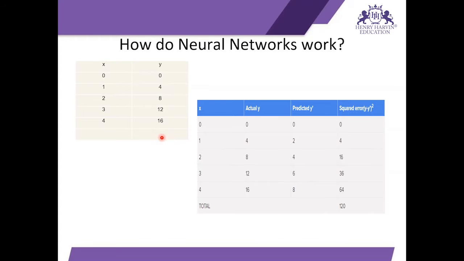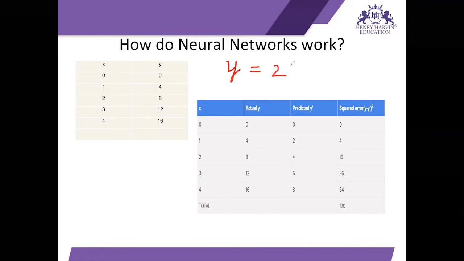But just imagine that the machine does not know the relationship between x and y. When there are multiple features, it is going to be a tedious task. So now what will happen? Randomly, the machine may choose y is equal to 2x. Just as an example, the machine is first randomly taking the relationship as y is equal to 2x.